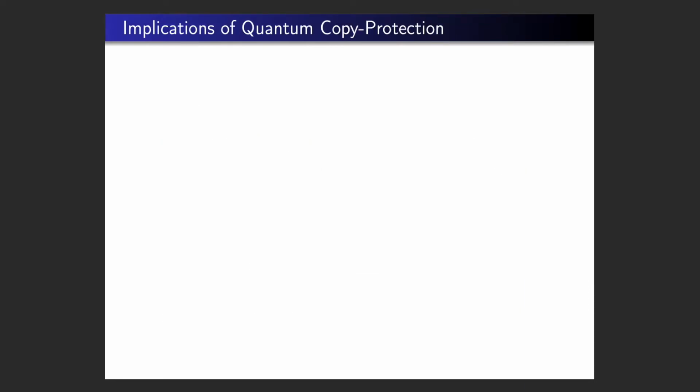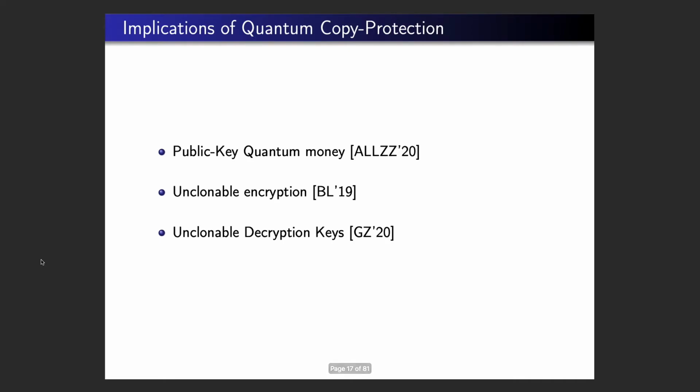The primitive of quantum copy protection is very powerful. It implies a few interesting cryptographic unclonable primitives. More prominently, it implies the primitive of publicly verifiable quantum money.